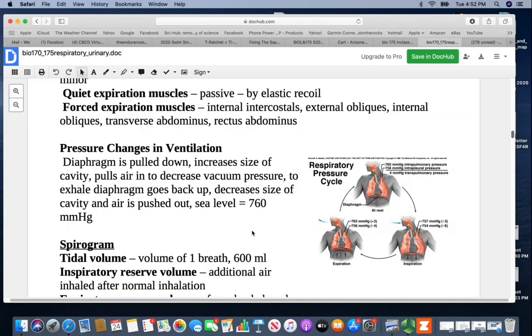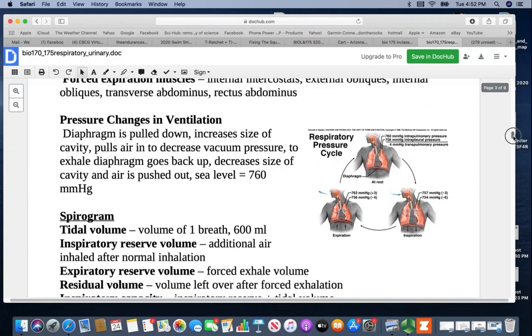I'm not too concerned about you memorizing these numbers because most of the time you're probably not at sea level. So if you go up or down from sea level, your numbers are going to change a little bit. The key thing to know is during inspiration, there's a decrease in pressure that's going to pull the air in. During expiration, there's an increase in pressure that will push the air out.